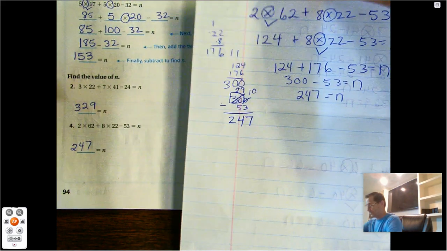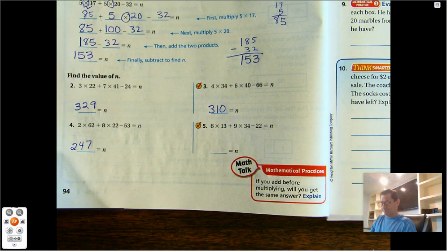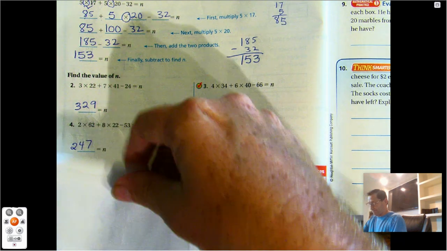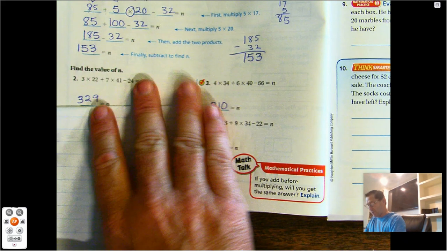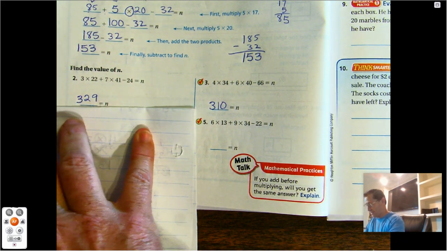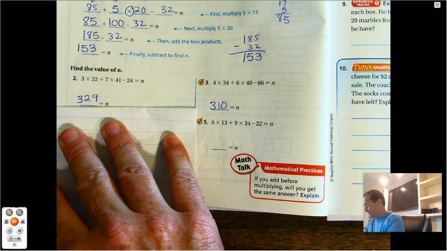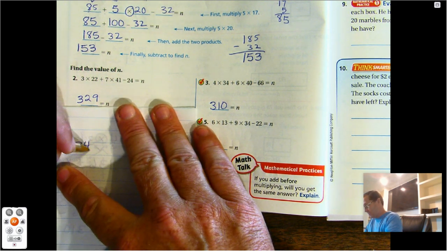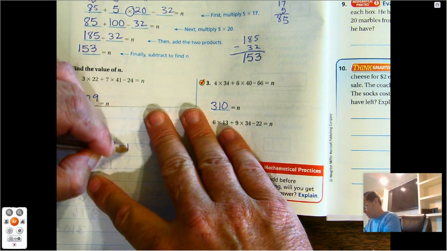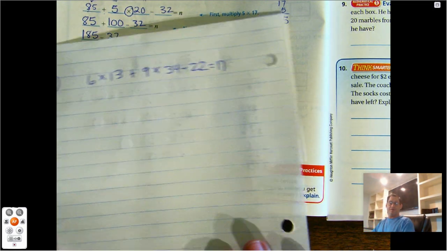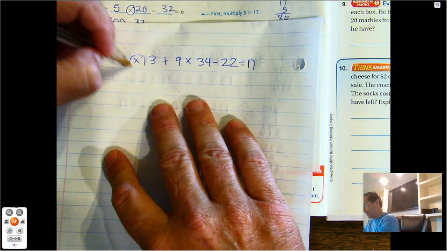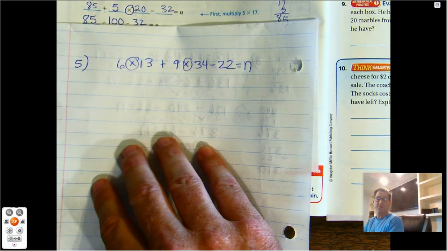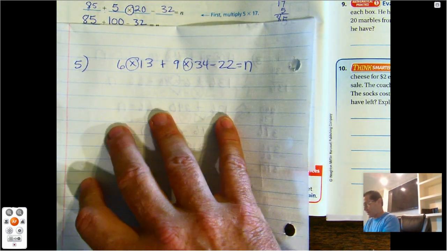All right, number 5. Copy the problem exactly. 6 times 13 plus 9 times 34 minus 22 equals n. Okay, I see multiplication and multiplication. So I want to do those first. I'm going to simplify the multiplication problems left to right.